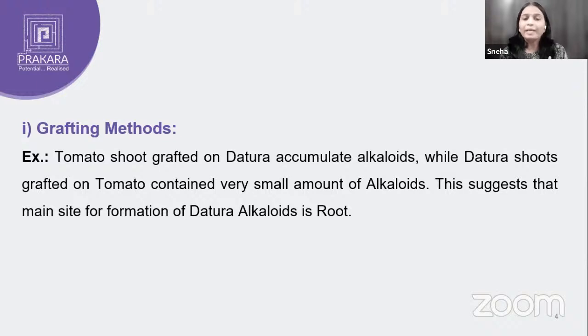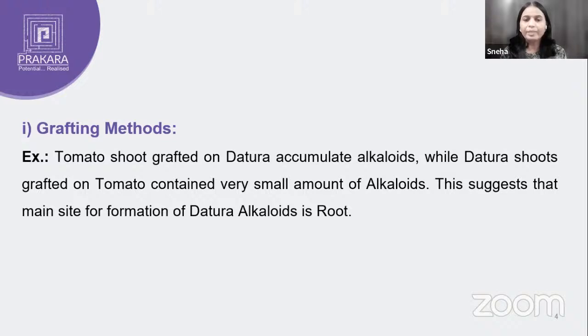See, if tomato gets a higher amount of tropane alkaloids, what does it indicate? The shoots of the plant have the capacity to synthesize the tropane alkaloid. But in this case, that tomato shoot did not get a higher amount of alkaloids. Means what does it indicate? As we have grafted tomato on the datura, the second time we will reverse the thing. On the tomato plant, we will try to add the datura plant.